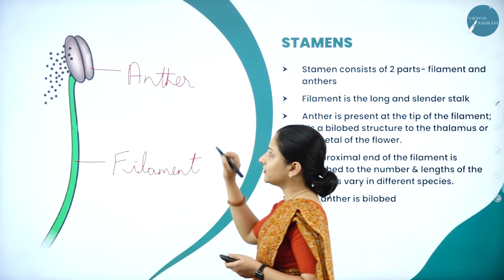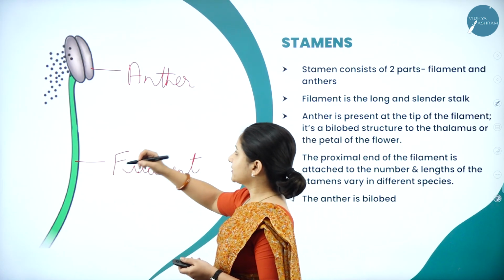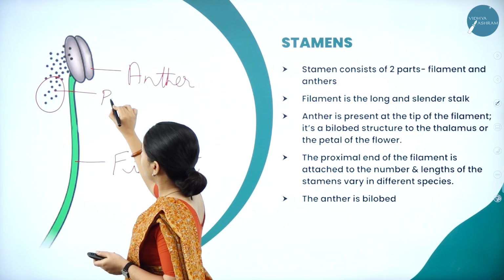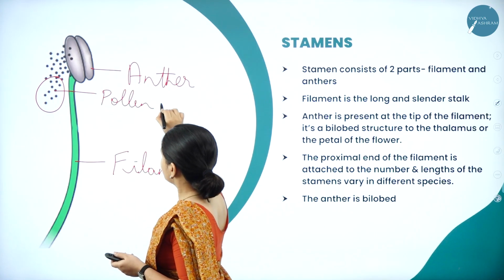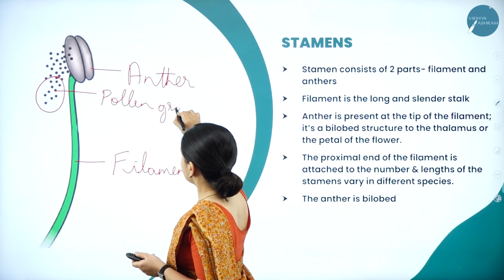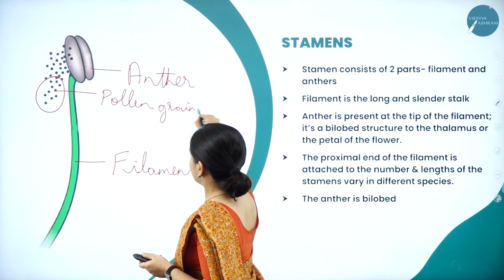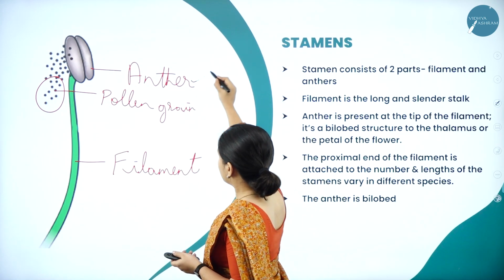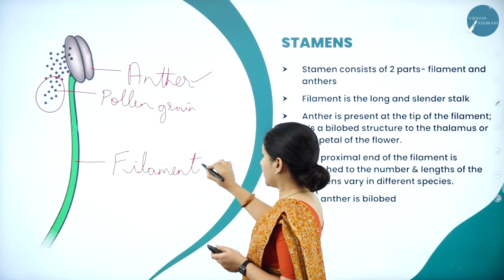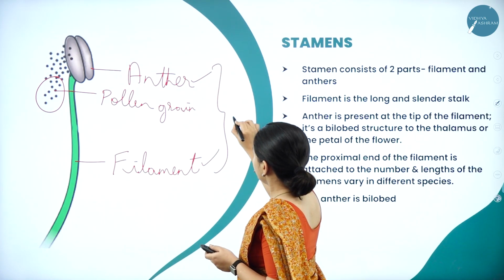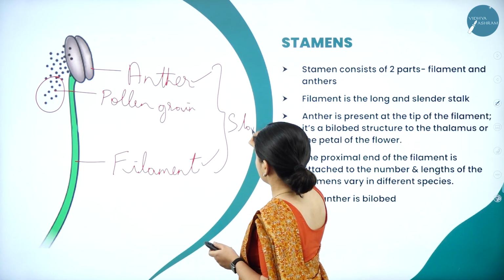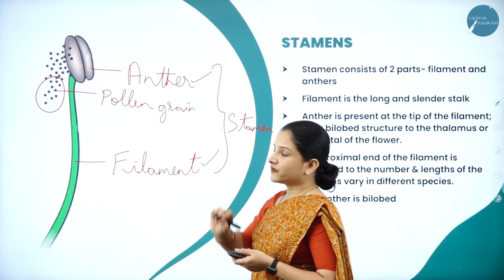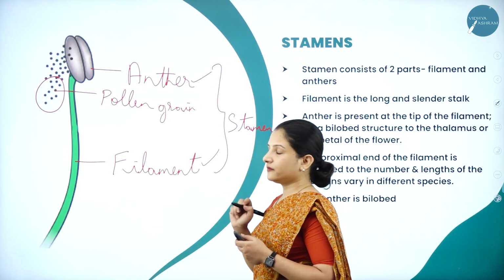So you have the anther and the filament. Also in this diagram, you can see the anthers shedding the pollen grains. So this we'll study in detail in the coming sessions later on. The anther and the filament together you call the stamen. So we'll study the structure of the anther and the structure of the filament.